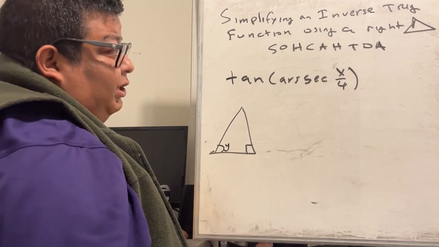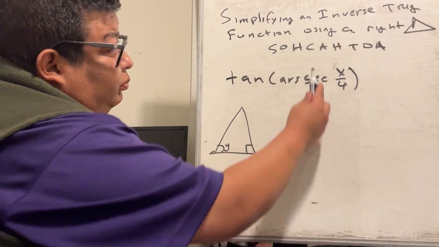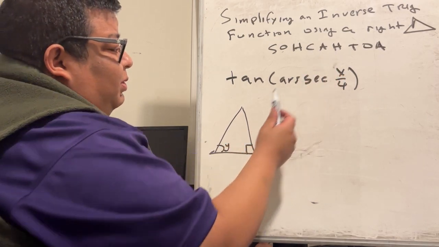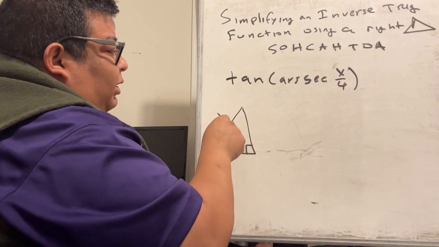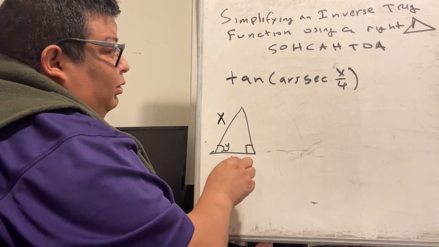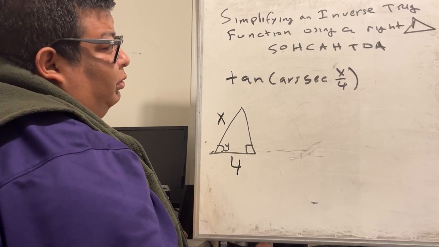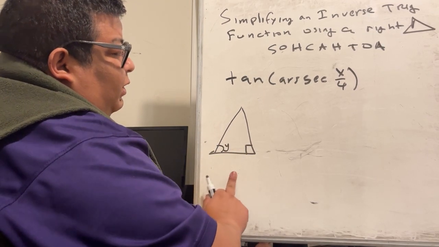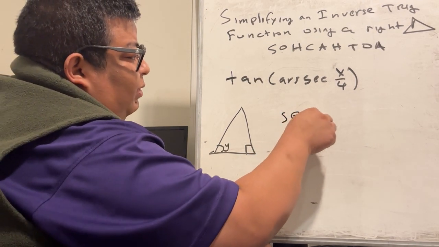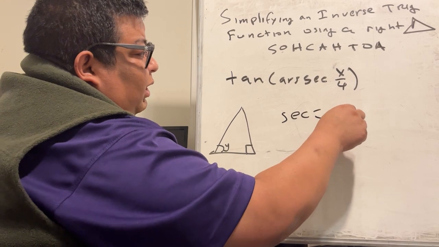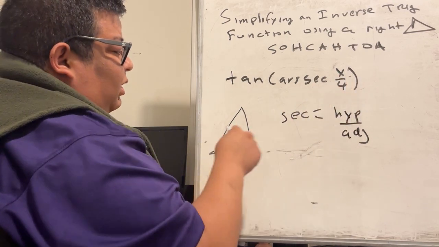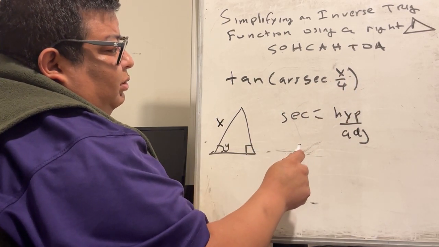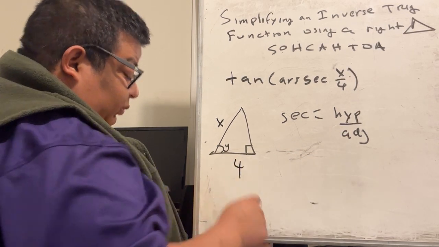Secant is the opposite of cosine. So cosine is adjacent over hypotenuse. That means that x equals our hypotenuse because it's the opposite. So it will be x here, and adjacent will be 4. Secant is equal to hypotenuse over adjacent. That means that the hypotenuse is x, and the adjacent equals 4.